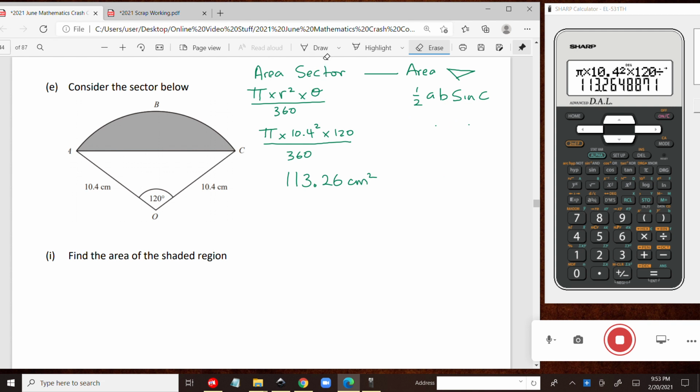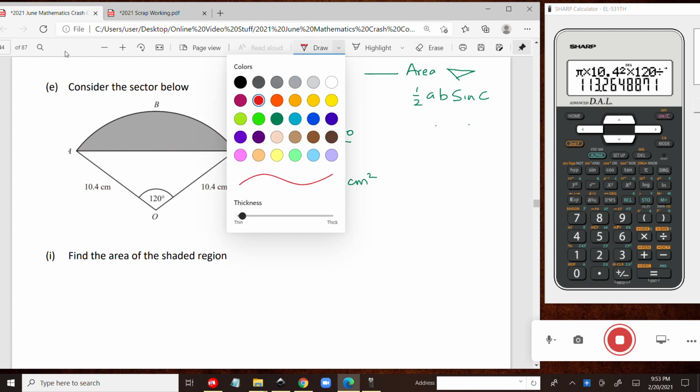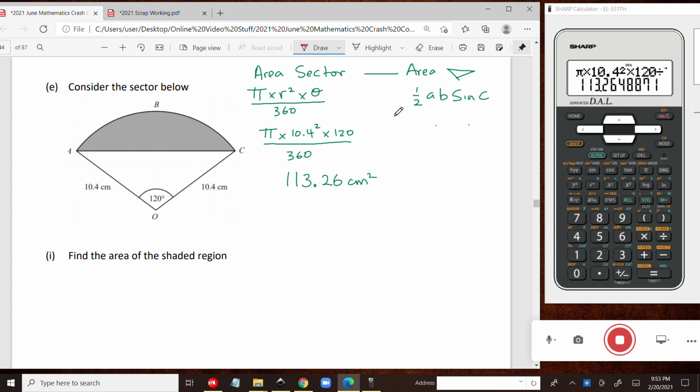All right, let me get a different color here in case the writing comes close together. So it's a half. The two sides are 10.4 and 10.4. That's A and B. So 10.4 multiplied by 10.4 multiplied by sine, and the angle C is 120. Sorry about the squish there. Let's work out the area of the triangle. A half is the same thing as 0.5 multiplied by 10.4 multiplied by 10.4 multiplied by sine 120.